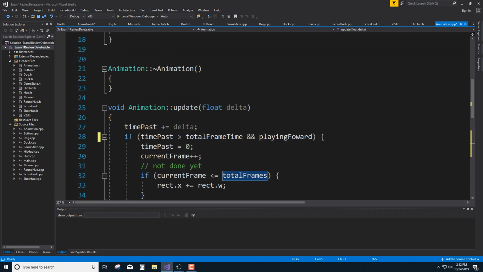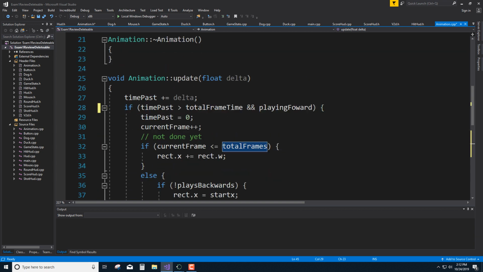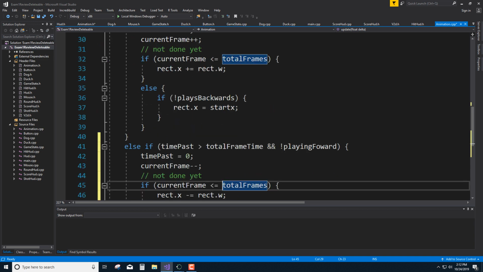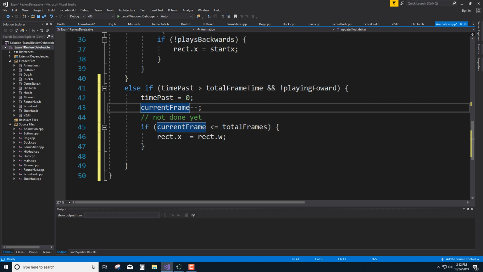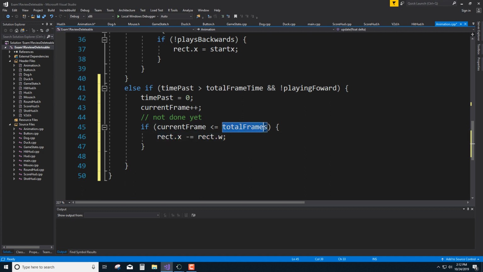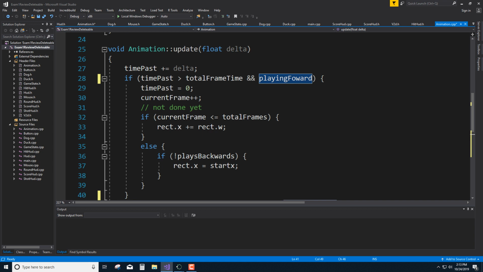What are we saying here? If it's playing forward, we go through this. Now if it's playing backwards, we're going to go back a frame. Actually, this should still be positive. We'll still count forward, but we need to move our rectangle backwards. And then at some point we have to flip this bool from playing forward between true and false.